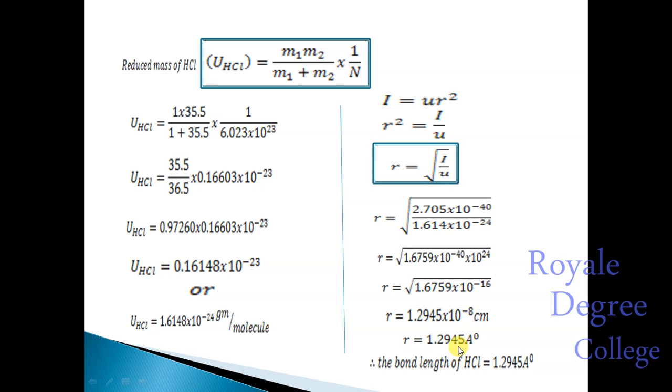And if we convert the centimeter into angstrom, we write like this: R equals 1.2945 angstrom. Therefore, the bond length of HCl is equal to how much?